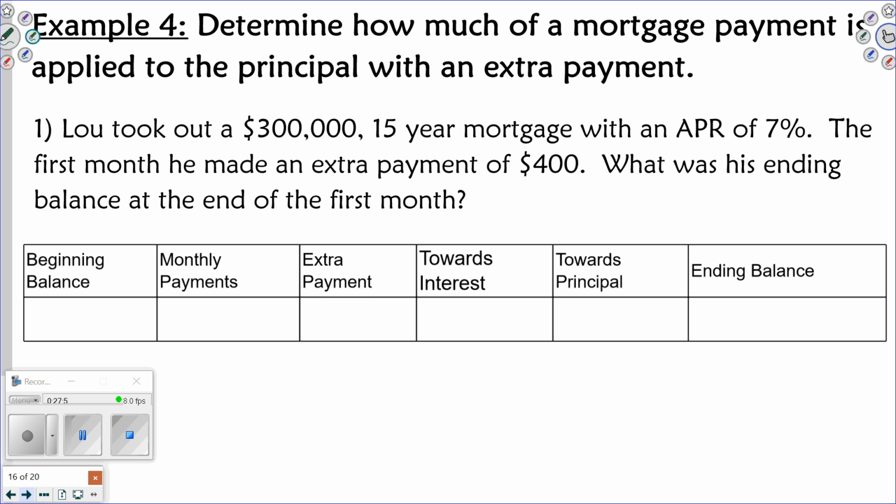All right, so the first month, he made an extra payment of $400. What was his ending balance at the end of the first month? So just so you can see what happens here. What is the beginning balance? $300,000, because it is my first payment. So I start with the $300,000 that I borrowed. Monthly payment? We have to figure that out. So, all right, you guys figure it out. I'll write it up here while you figure it out.